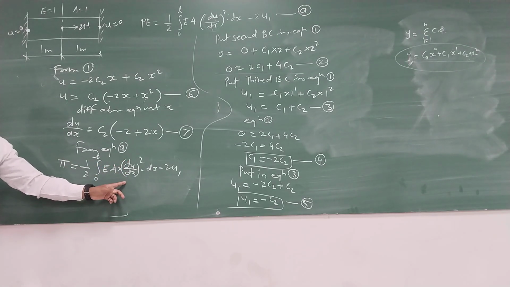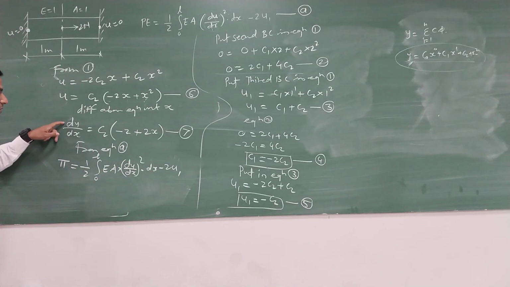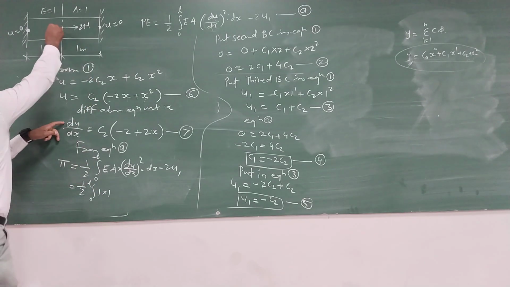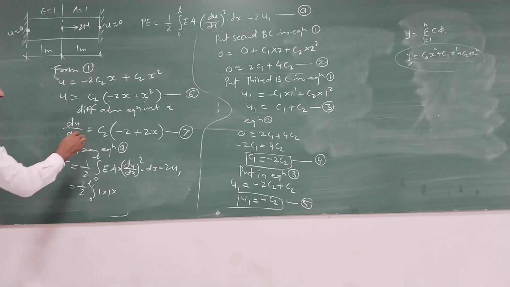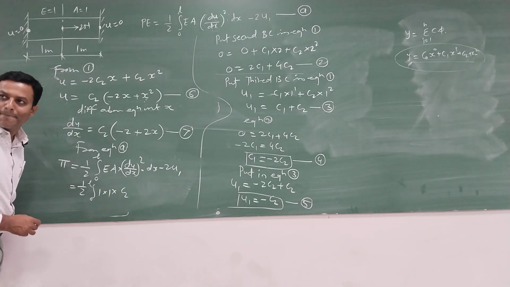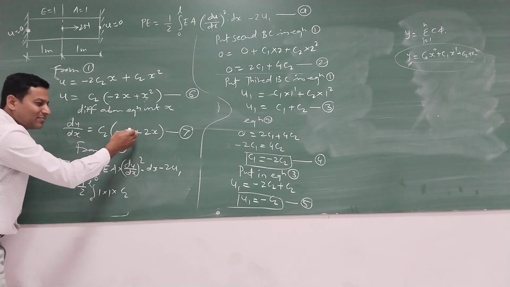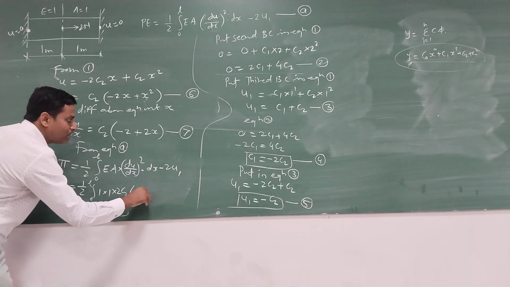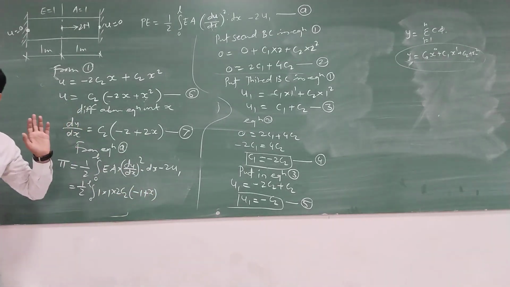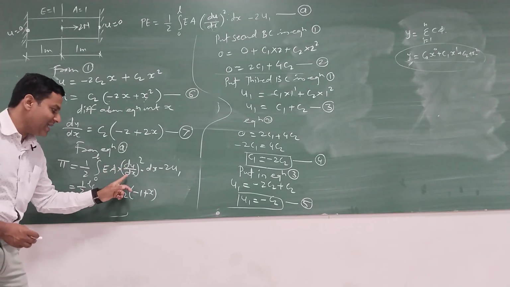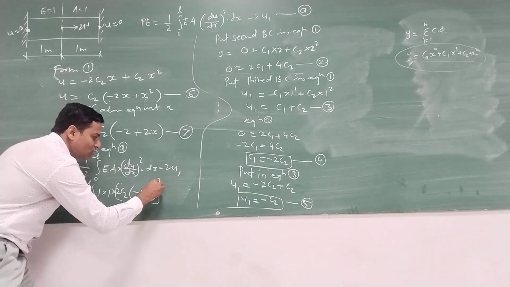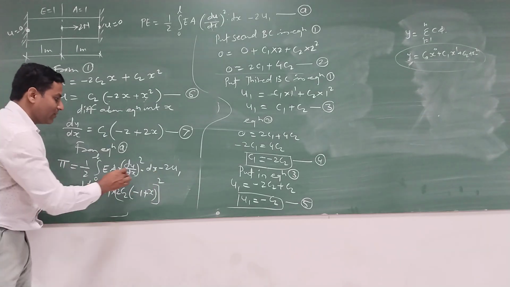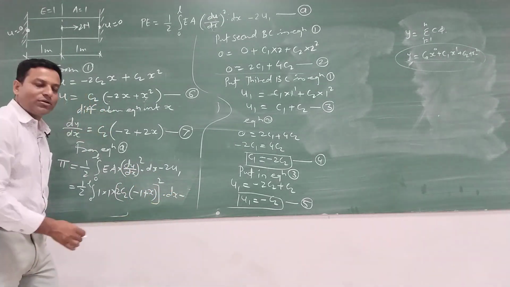We'll put the value of du by dx. What is the value of du by dx? So 1/2 0 to L, E is 1, A is 1, they are already given, into du by dx, it is C2. Here 2 is common, see, I take 2 out again, 2C2 into x minus 1. Okay, this is modified here. So du by dx is raised to 2, du by dx the whole value is from C2, raised to 2 into dx minus 2.